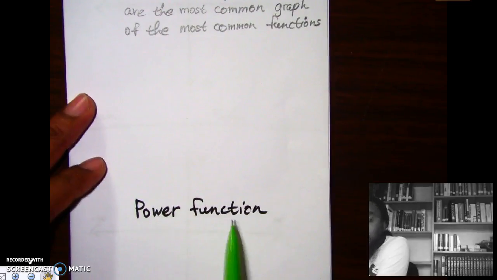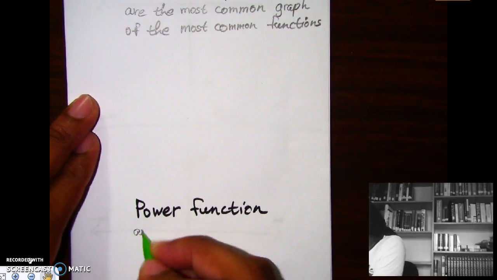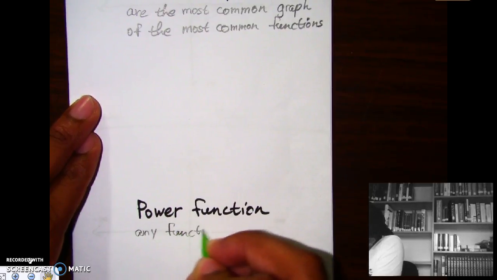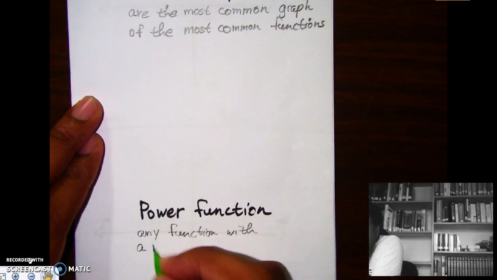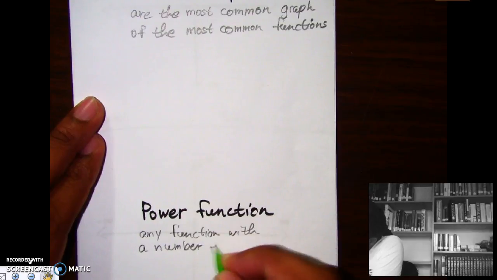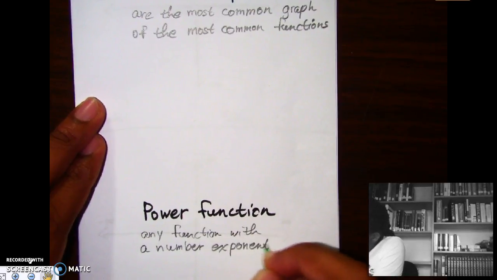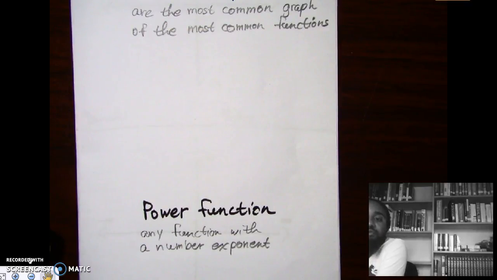When it comes to a power function, the definition is any function with a number exponent. So any function with a number exponent is considered a power function. Boom, bam, that's it. When it comes to our definition quizzes and our parent graph quizzes, we're going to have to remember that definition. That means any function with a number exponent can be written as a power function.